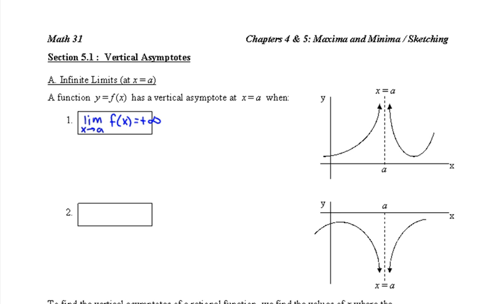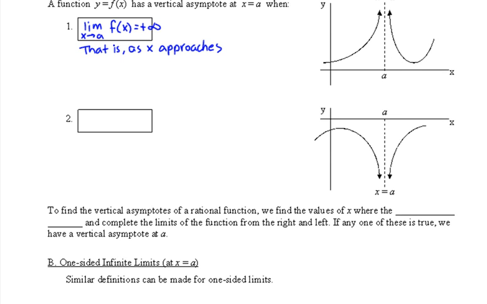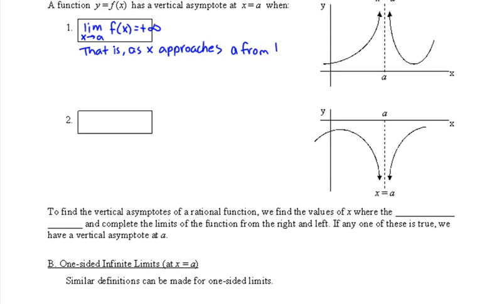So I have all these notes here. That is, as x approaches a from both sides, f of x, or our y value, becomes an arbitrarily big positive number, as big as we want to think of it. Okay?